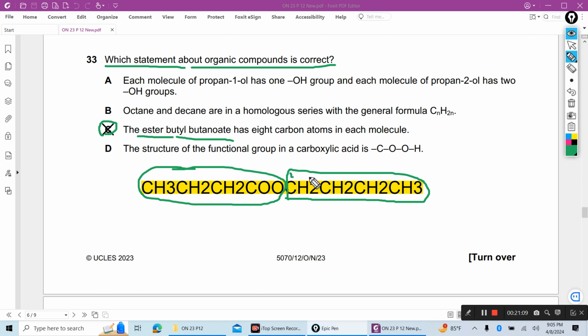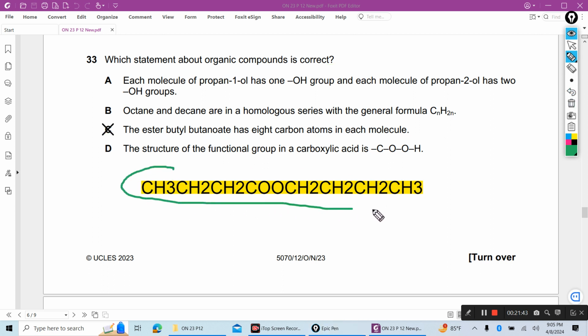Butyl: 1, 2, 3, 4 carbon. Butanoate: 1, 2, 3, 4. Total 8 carbon. So C is the correct answer. The ester butyl butanoate contains 8 carbons in every molecule.